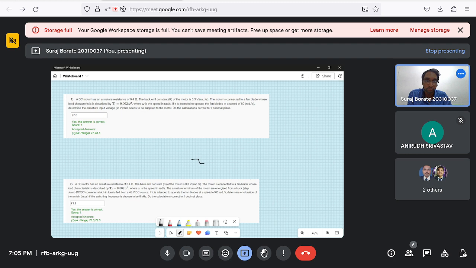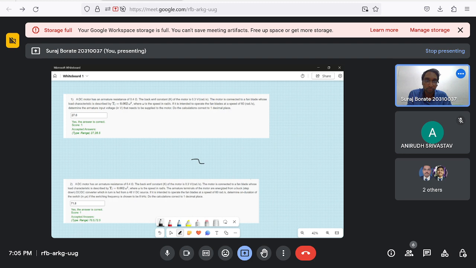That's very high. Determine the peak to peak value of ripple in the armature current when the fan blades are intended to operate at 60 radians per second. So we have to find if there is a ripple in the current. What is the difference between the maximum and the minimum value of the ripple? We have to find delta I. Any idea what formula we can use for this or how to approach this?